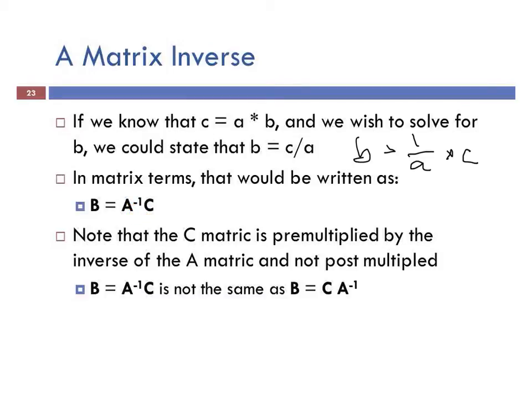Note that the C matrix here, I apologize for the typo, is pre-multiplied by the inverse of the A matrix and not post-multiplied. What I mean by that is that B equals A to the -1 times C. That would not be the same as B equals C times A to the -1, or the inverse of A. That goes back to what we talked about earlier in the videos, where we said that multiplication in matrix algebra is associative, but it is not commutative.